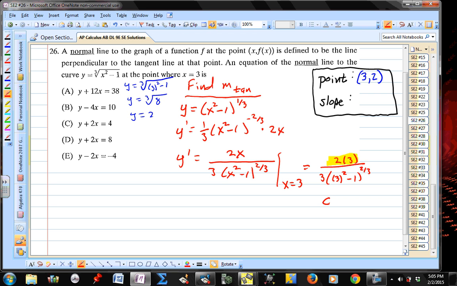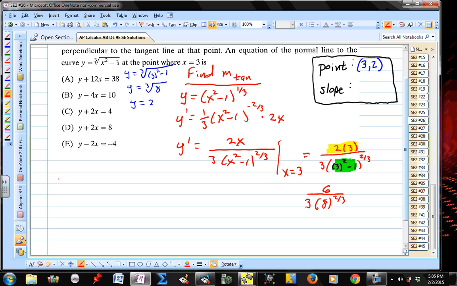2 times 3 is 6. And 3 squared minus 1 is 8. So now we have 3 times 8 to the 2/3 power in the denominator. This is a non-calculator question, so let's just review how to find 8 to the 2/3 power without our calculator.